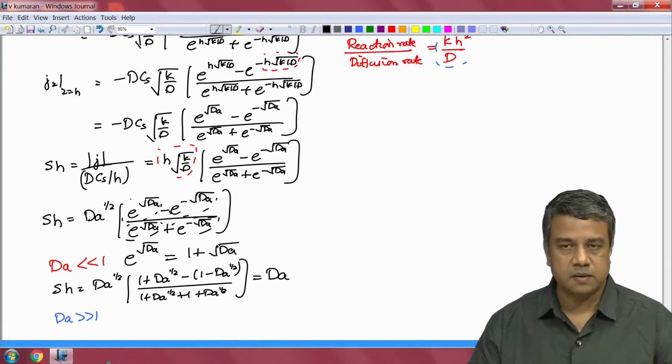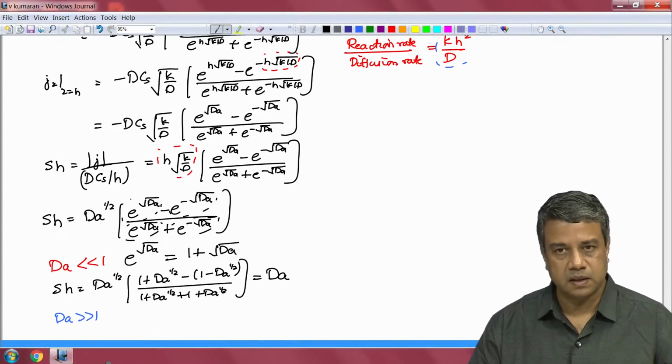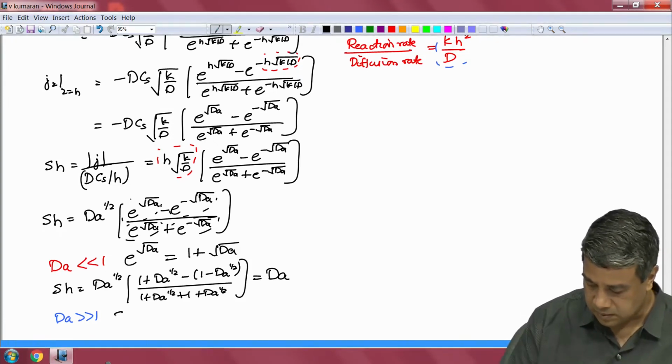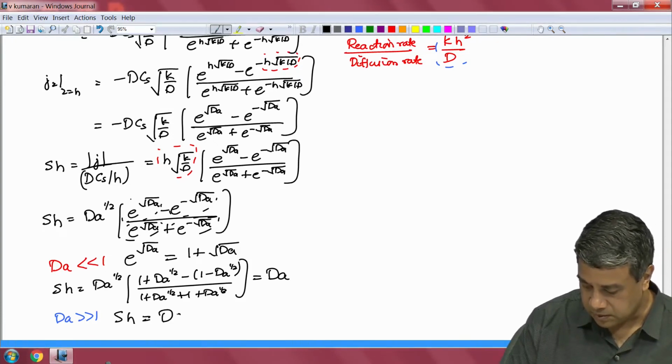You can neglect the second term in comparison to the first term, and the ratio tends to 1, and therefore you get the Sherwood number is just equal to the square root of the Damkohler number itself.